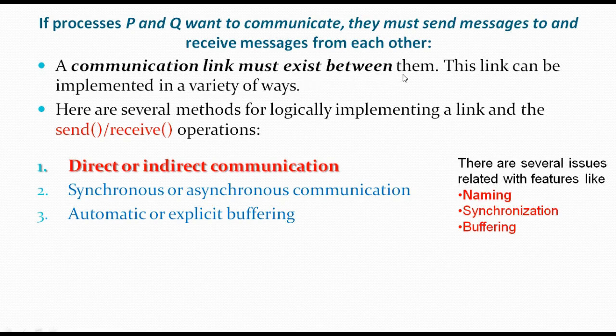A link can be implemented in a variety of ways. So we have methods to implement a link between P and Q, and also send and receive operations can be performed between P and Q. We will also understand how these send and receive operations work. Now, in this lecture, we will understand the direct and indirect communication methods and also the issue related to naming. Let us start with naming.